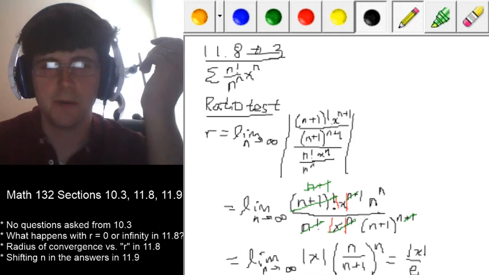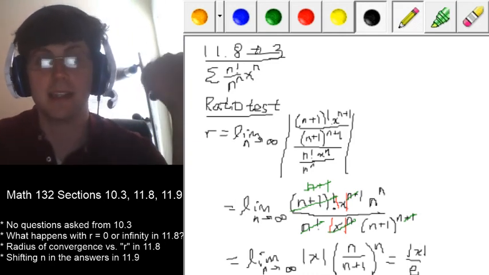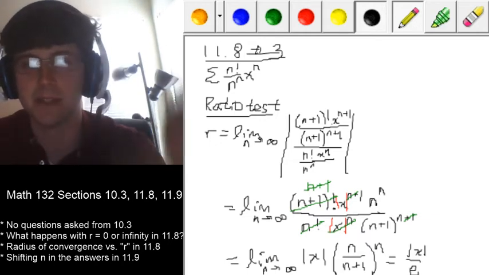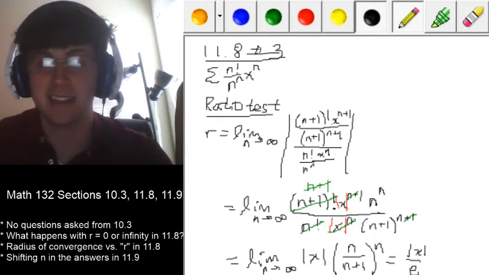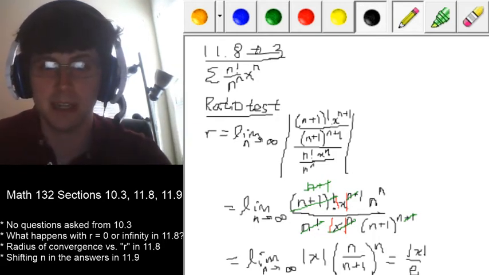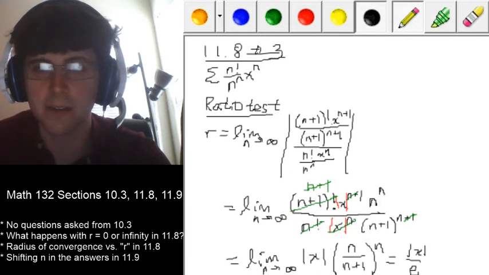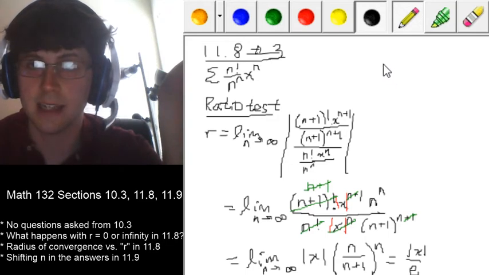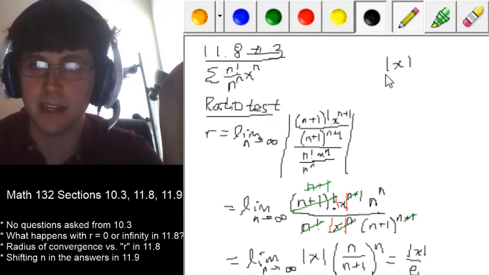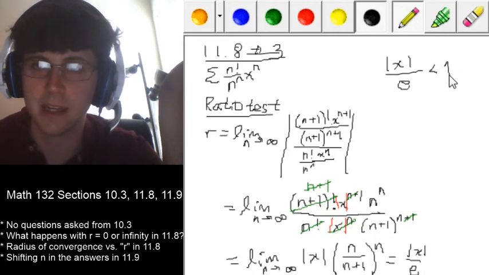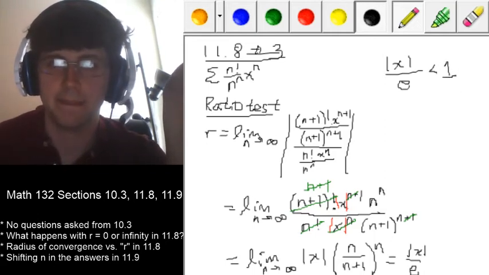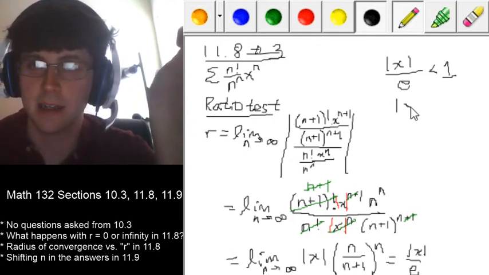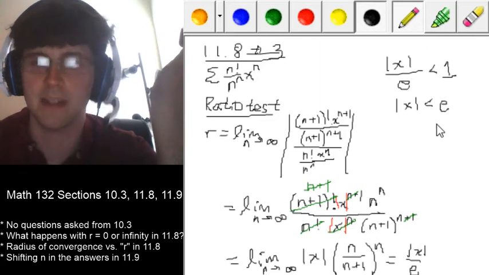Okay, now what do we want to do with the absolute value of x over e? Well, the point is that that's the ratio, and the series definitely converges by the ratio test whenever the ratio is less than 1. So we set that less than 1, and see what interval we get. So I'm going to take this r that I got, the absolute value of x over e, and set it less than 1. When I do that, I just get an absolute value inequality. Absolute value of x is less than e.